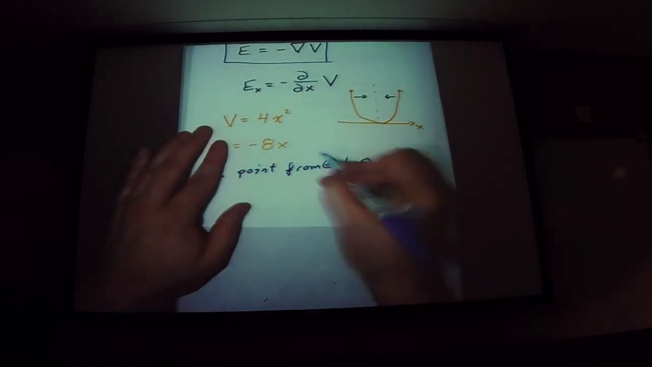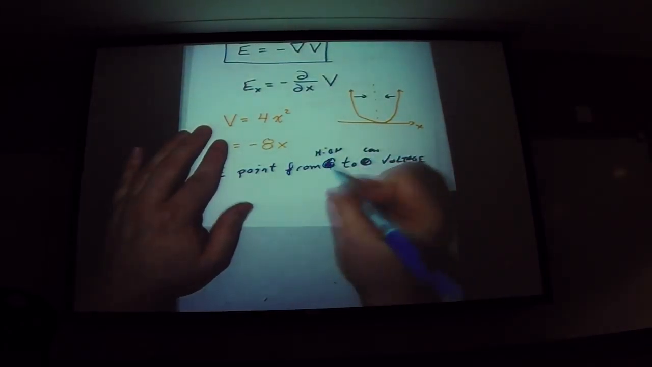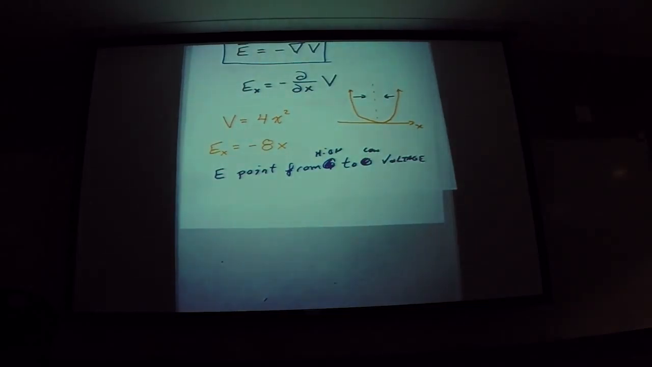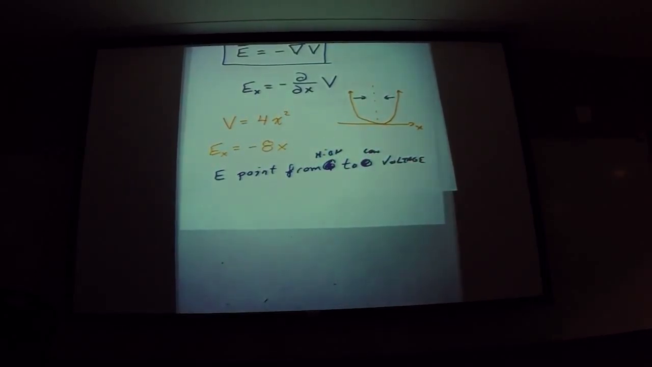Actually, I should say different. High to low. Because it could be two positive voltages, and the electric field would still point from the larger one, the more positive one, to the more negative one. So high to low voltage, that's the direction of the electric field.